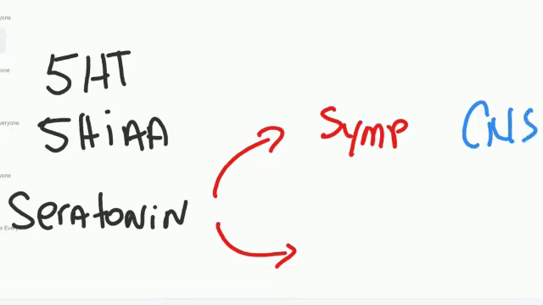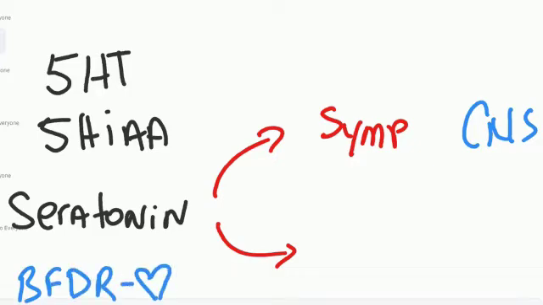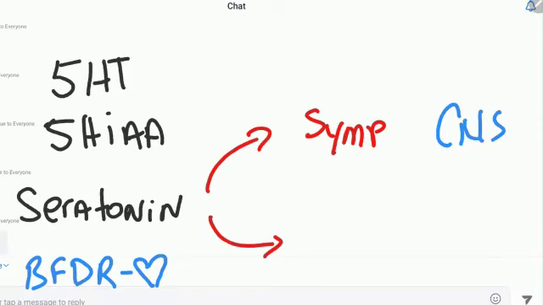But wait a minute. Have we not heard of a disease called carcinoid syndrome? BFDR. Right there. That stands for bronchospasm, flushing, diarrhea, and right heart failure. Now I ask you, bronchospasm, flushing, diarrhea, right heart failure. Does that sound sympathetic or parasympathetic to all of you?